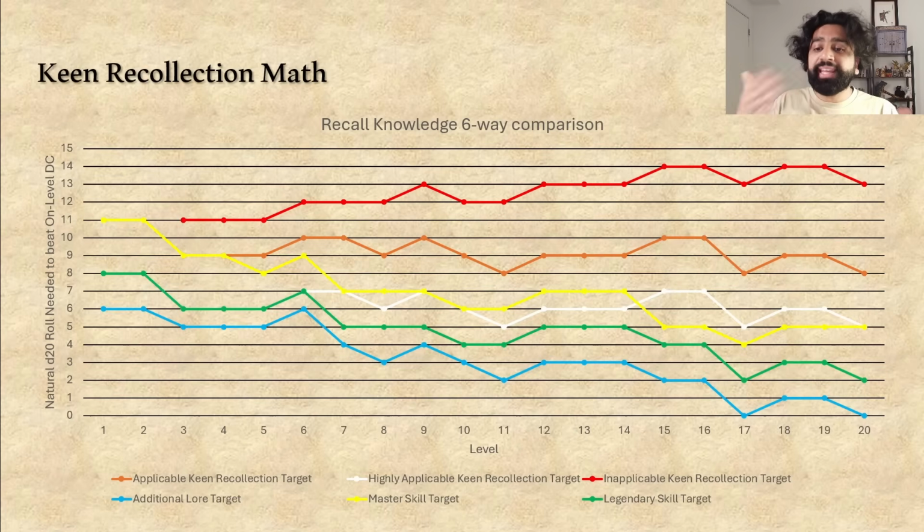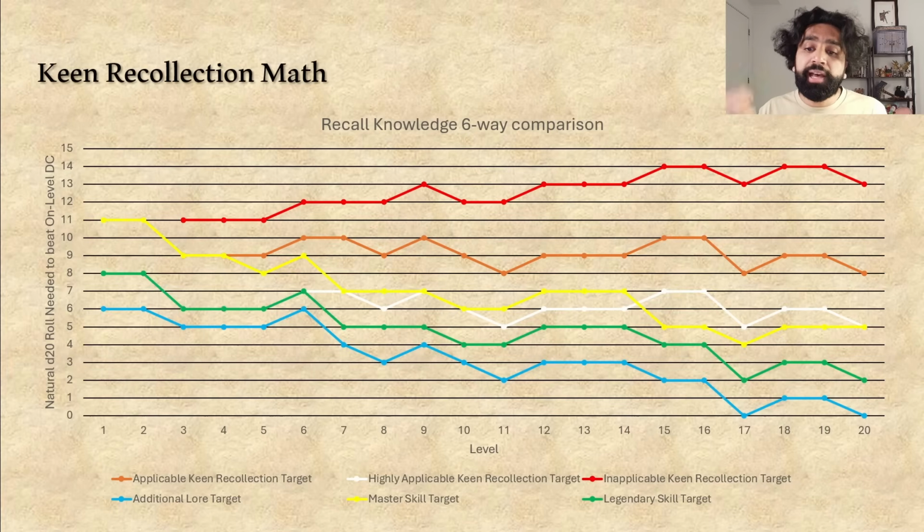So you're only getting a -2 DC reduction, not a -5. As you can see, this is a pretty bad line. Also note here that all of the keen recollection lines start at level 3. If they look like they start later, it's because they're tied with another line in that level range.